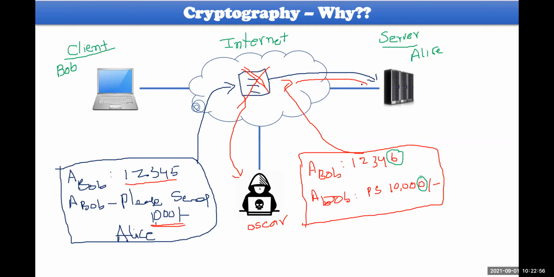Now Alice will receive it. So Alice cannot know whether 1, 2, 3, 4, 6 is Bob's account or not, and whether he really wants this 10,000 or not. Alice doesn't know. She believes that yes, the data has come from Bob, and he wants to send 10,000 rupees. So she will perform that particular operation. What actually happened? Oscar received 10,000 rupees in his account, where Bob received 0 rupees.